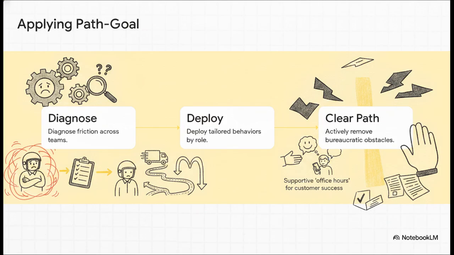First, they diagnosed the friction across different teams. Then, they deployed tailored behaviors. For field ops struggling with new workflows, they used a directive playbook. For stressed out customer success teams dealing with angry clients, they offered supportive office hours. And critically, they actively removed bureaucratic obstacles, genuinely simplifying the required approvals just to get things done.